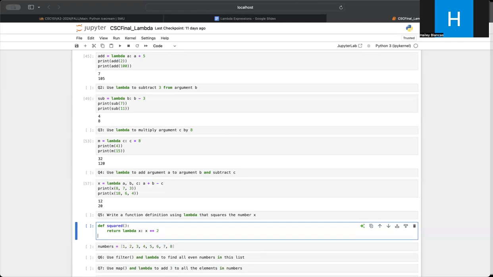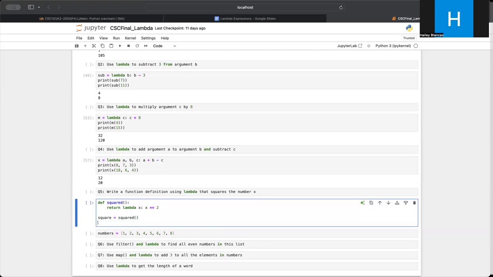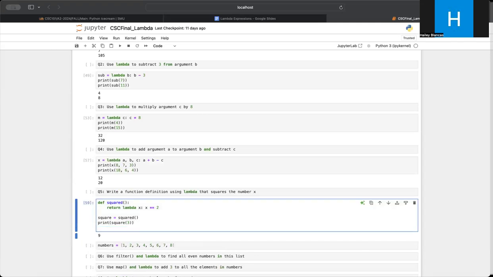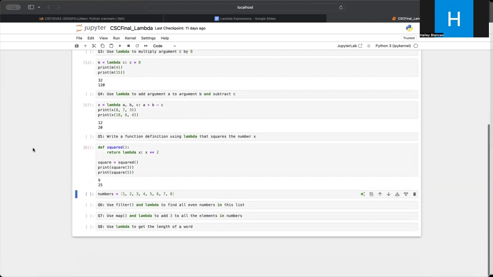To make things easier, we're going to set the word square equal to our function squared. Then we're going to print square, and let's let x equal 3. 3 squared is 9, so we know this function ran correctly. Let's try it one more time. We're going to write print square 5. 5 squared is equal to 25, so we know the second trial ran correctly as well.